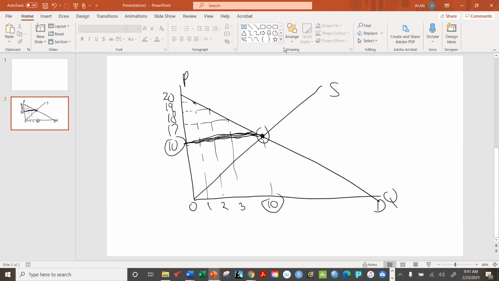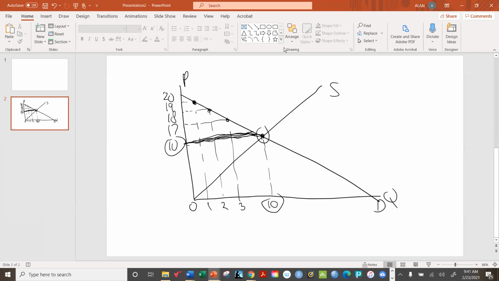We've got our traditional supply and demand curves. And what I was trying to show here is that if the price is 20, there'll be nobody buying this product. But if the price drops to 19, there'll be one person buying the product. If the price drops to 18, there'll be two people buying the product. If I charged only $17, three will buy the product. And then let's just assume we go all the way down to 10, where 10 people will buy the product.